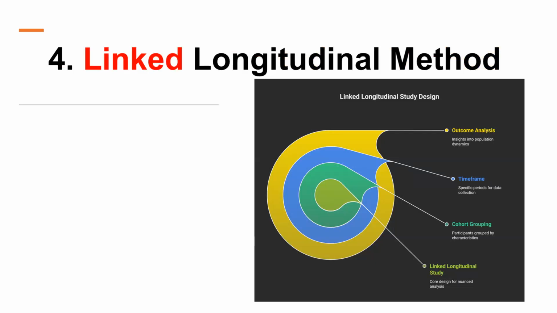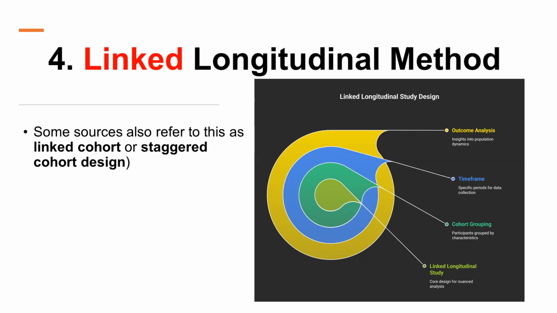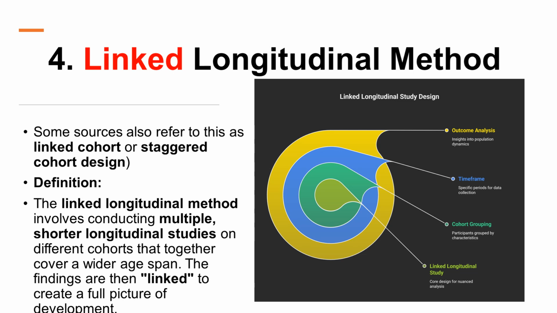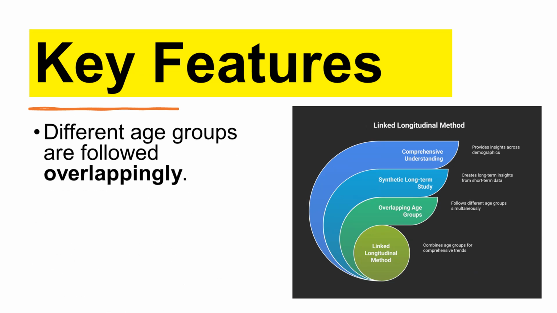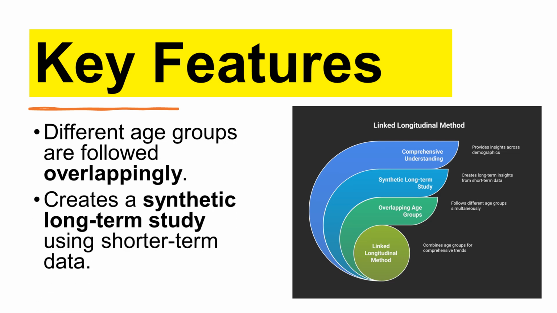4. Linked longitudinal method. Some sources also refer to this as linked cohort or staggered cohort design. Definition: The linked longitudinal method involves conducting multiple, shorter longitudinal studies on different cohorts that together cover a wider age span. The findings are then linked to create a full picture of development. Key features: Different age groups are followed overlappingly. Creates a synthetic long-term study using shorter-term data.